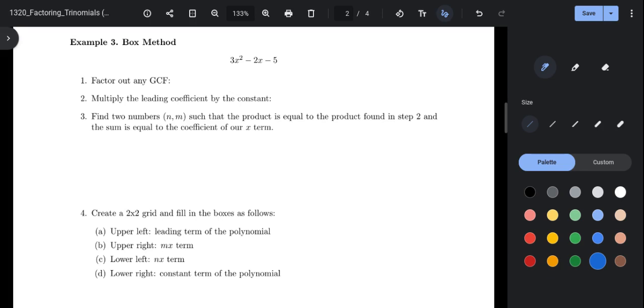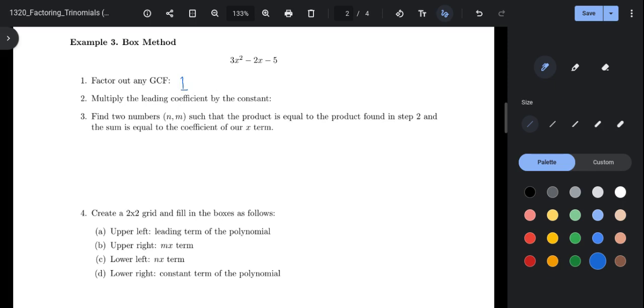And the first thing that we're asked is, is there any greatest common factor of these three terms that we can factor out first? And in this case, there isn't. We have 3x squared, a negative 2x, and negative 5. The only thing that they have in common is that they're divisible by 1. So that doesn't really help us in factoring any further. So we're going to move on to step 2.